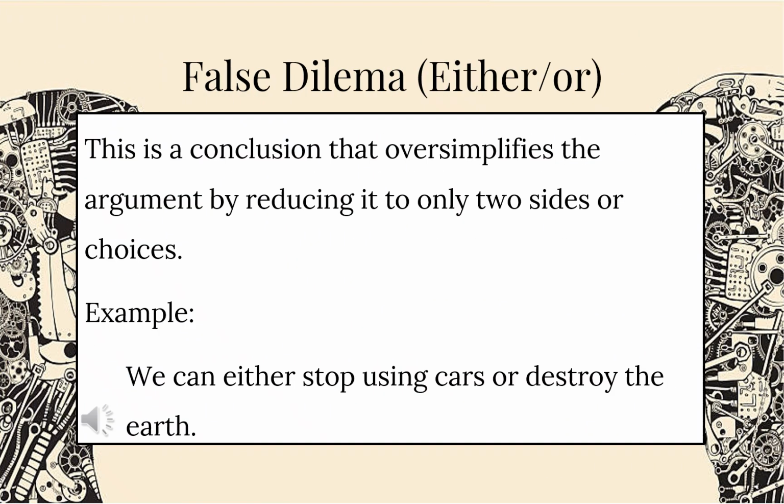Either or. This conclusion oversimplifies the argument by reducing it to only two sides or choices. For example, we can either stop using cars or destroy the earth. In this example, the two choices are presented as the only options, yet the author ignores a range of choices in between, such as developing cleaner technology, car sharing systems for necessities and emergencies, or better community planning to discourage daily driving.